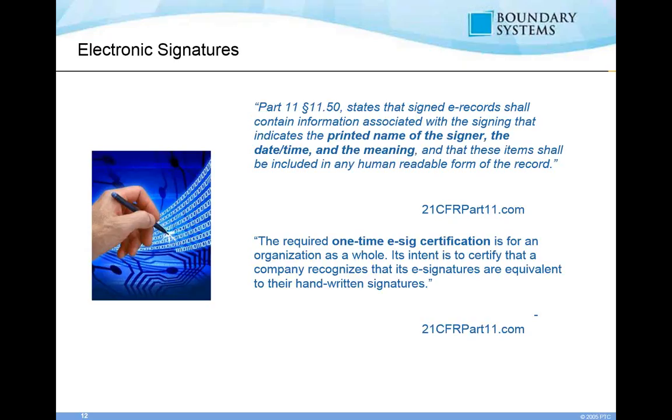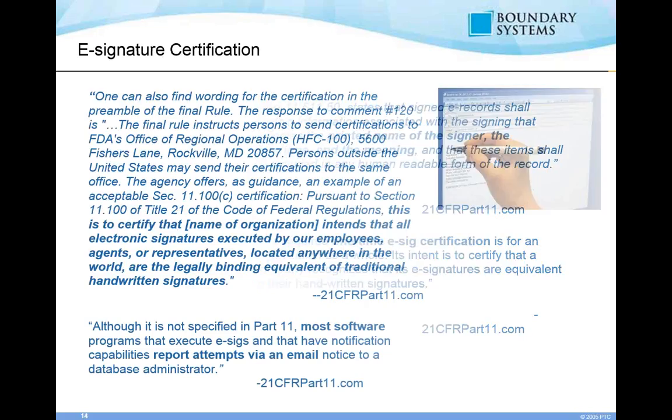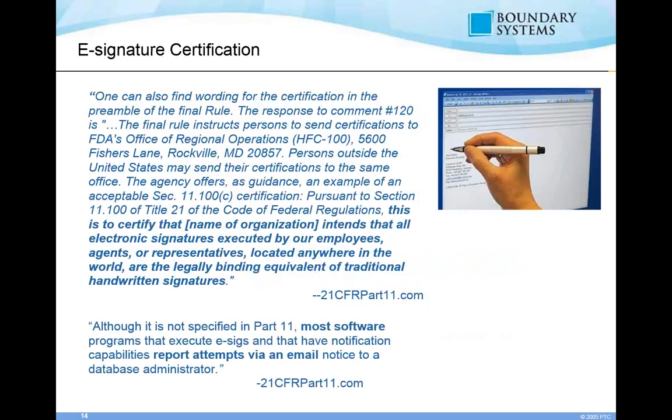So once again, Part 11.50 states that signed e-records shall contain information associated with the signing that indicates the printed name of the signer, the date, time, and the meaning, and that these items shall be included in any human readable form of the record. So the e-signature is there, it's being used, and it does have a time stamp and date stamp, to make sure that we know when this person went in and signed off on whatever it is. We'll go into that a little bit more when we actually go into the system and I go into some of the promotions and the change management.